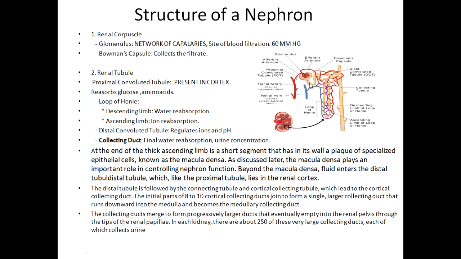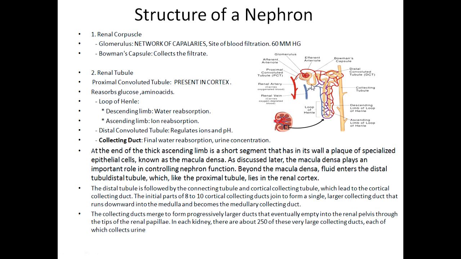What is the function of the proximal convoluted tubule? It reabsorbs glucose and amino acids. Here in the proximal convoluted tubule, glucose and amino acids are reabsorbed from the filtrate collected by the Bowman's capsule. Many diabetic drugs also act on this proximal convoluted tubule to prevent reabsorption of glucose, such that hyperglycemia is reduced. Like that you can remember the function of the proximal convoluted tubule.